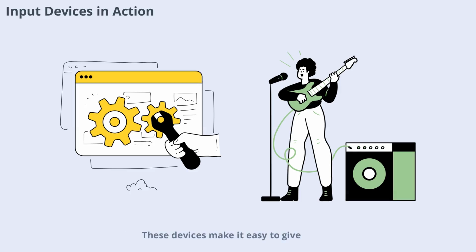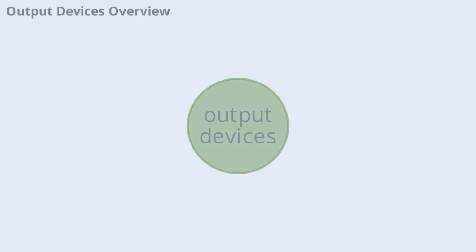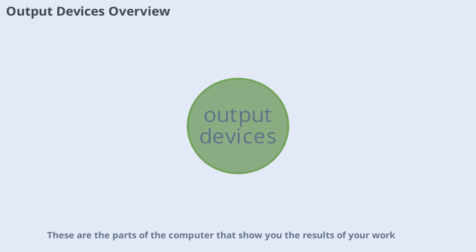These devices make it easy to give instructions and enter information in different ways. Now let's move on to output devices. These are the parts of the computer that show you the results of your work. Output devices take the information processed by the computer and present it in a way you can see, hear, or even touch. They are essential for making your computer experience interactive and meaningful.